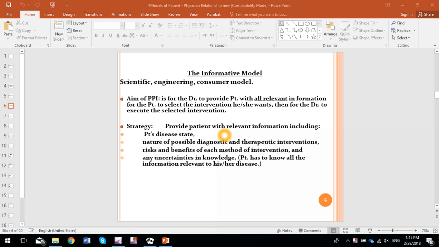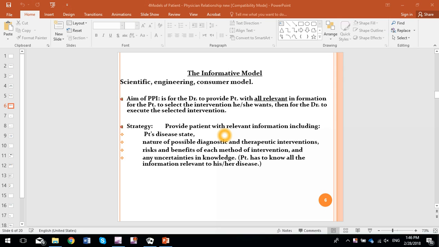Then the doctor goes and executes what the patient selected as a method of intervention, which is totally different from the paternal model. Here the physician provides all the relevant information, and it is left to the discretion of the patient to select the intervention, and once selected, the physician goes and executes the selected intervention.